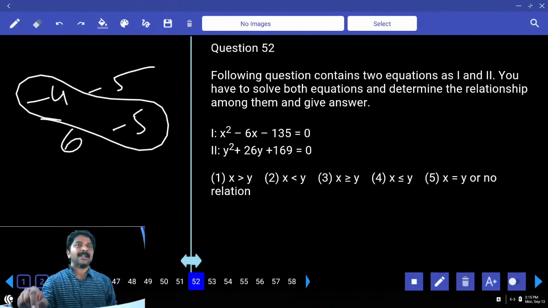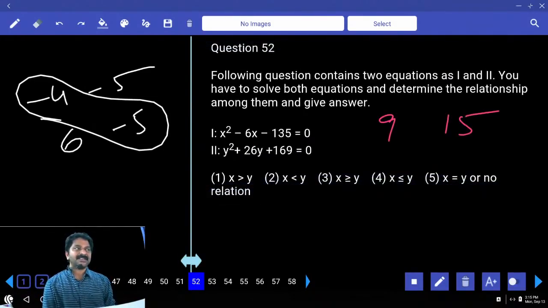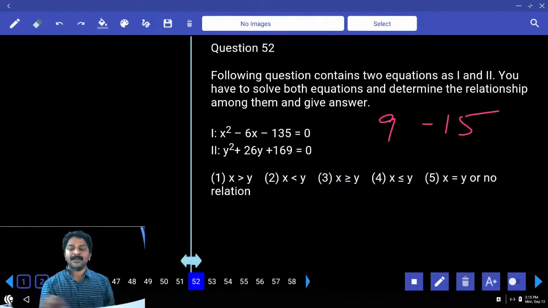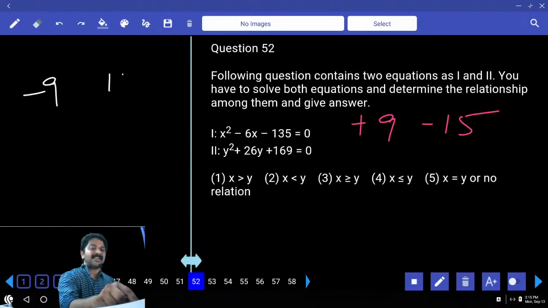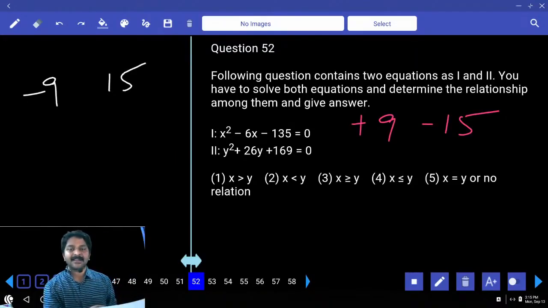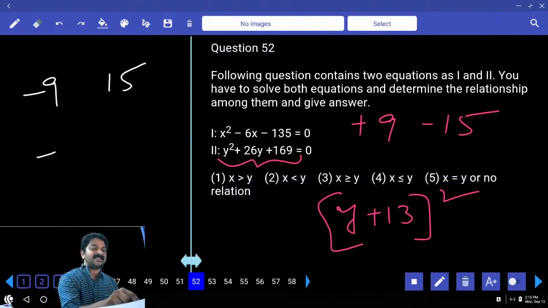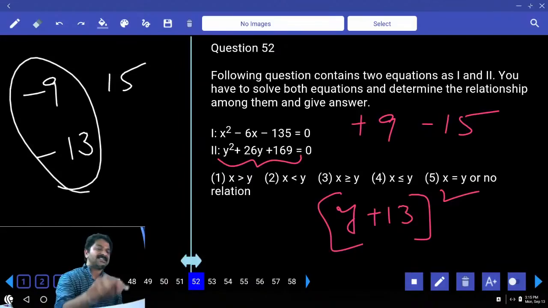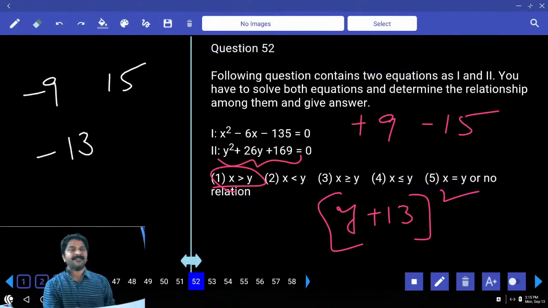135, that is a 9 multiple. 9 how many times? 15 times. One of these numbers must be negative. Product is negative. Because we have minus 6, the combination is minus 15 plus 9. Factors are minus 9 plus 15. So far clear? Come on. And the entire equation we can write as y plus 13 whole square is equal to 0. From this, x is greater than y. Only one condition, x greater than y. First option, final.